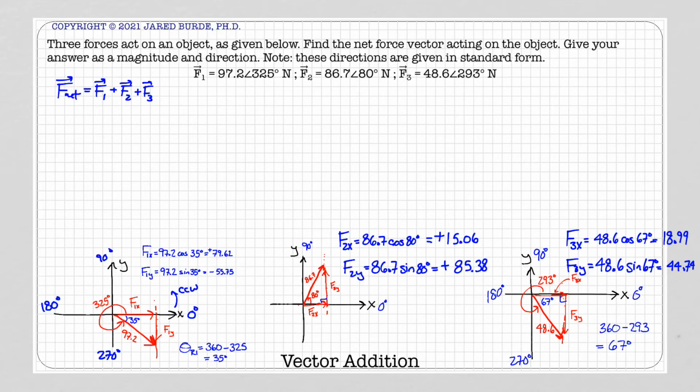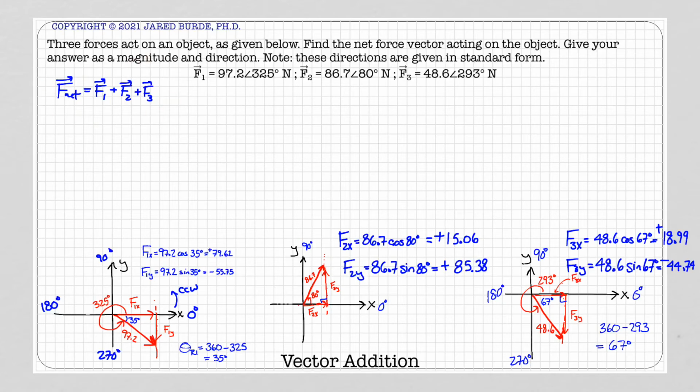In my x direction, I'm moving to the right, so that is the positive direction. In the y direction, I'm moving downwards, and so that's going to be in the negative direction. So I've considered each one of my vectors. I found the x and y components. When I add those up, I'm going to add them by components.